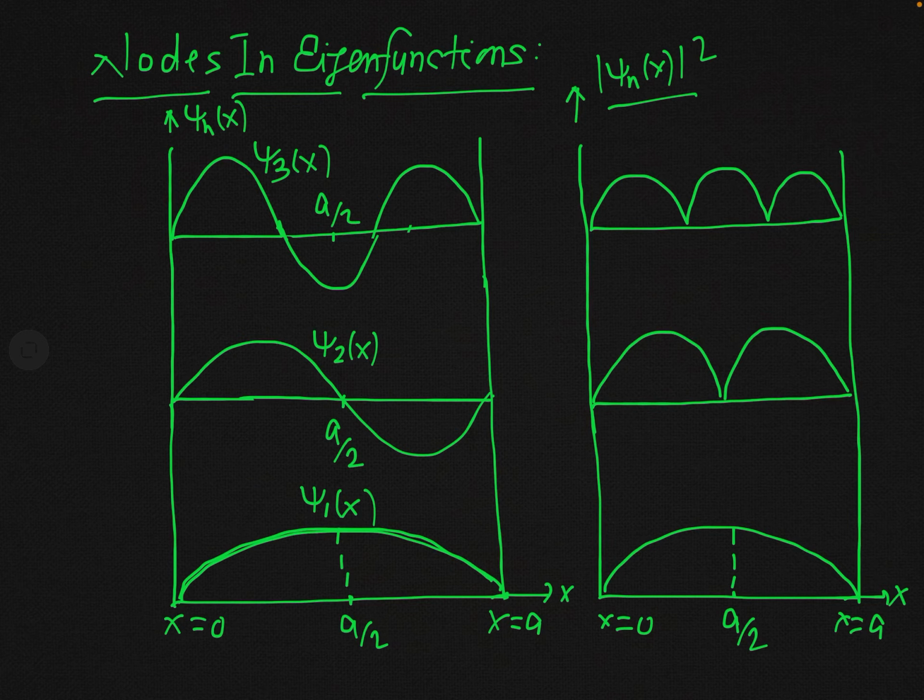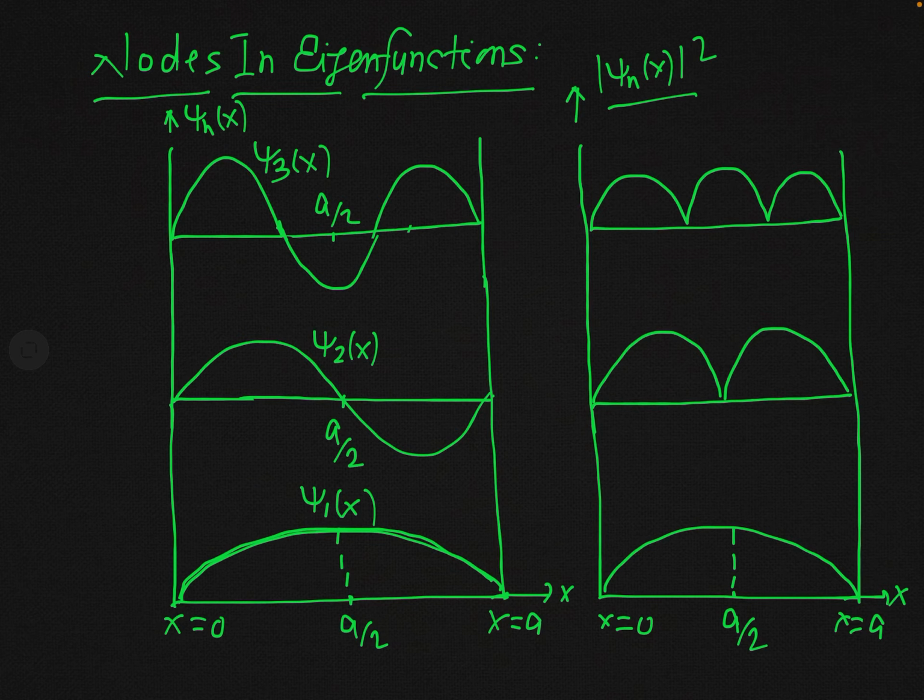One of the important features of this curve or the eigenfunction is the nodes in eigenfunction. So what is this node? A point where the eigenfunction is 0 or the probability of finding the particle is 0, such a point is called nodal point or node of the eigenfunction. You can see that in the ground state, x equal to 0 and x equal to a is a node.